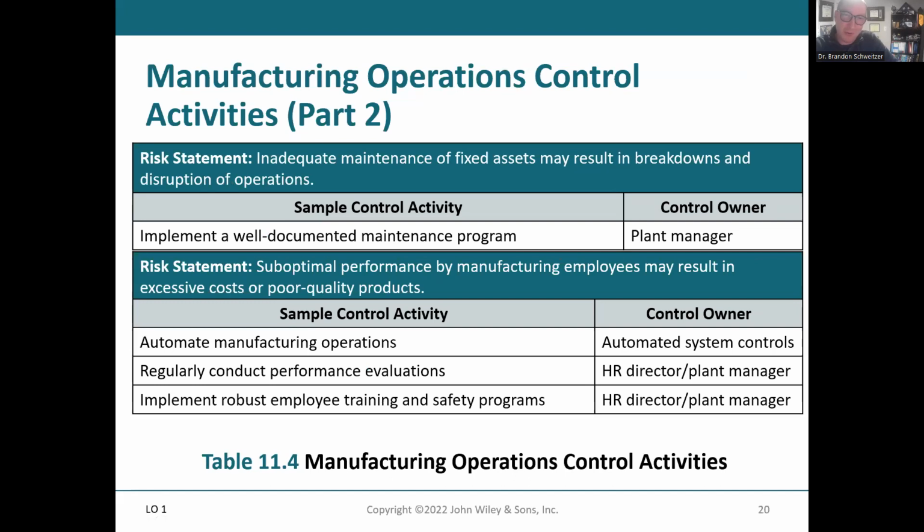Other risks, inadequate maintenance of fixed assets. Yeah, it causes them to break down, right? So we want to make sure that we have a well-documented maintenance program. That might include something like oiling the machines on a schedule, rotation. Other risks include things like suboptimal performance by manufacturing employees that may result in excess cost. So automating certain things would help to mitigate this, as well as regular performance evaluations and employee training and safety programs.